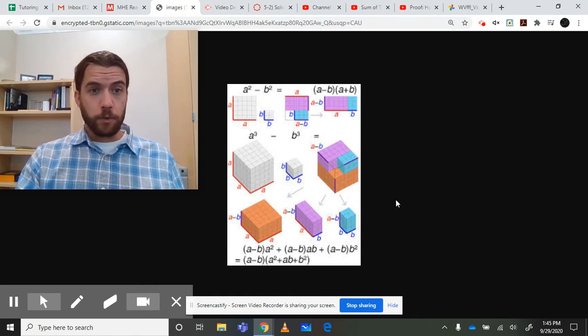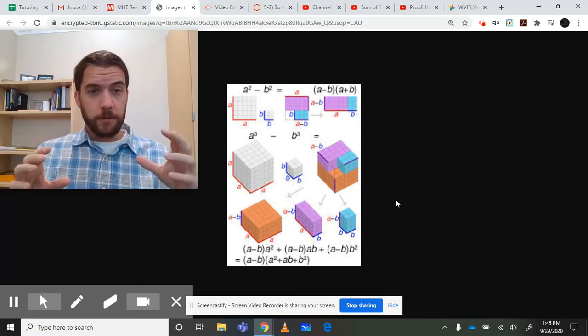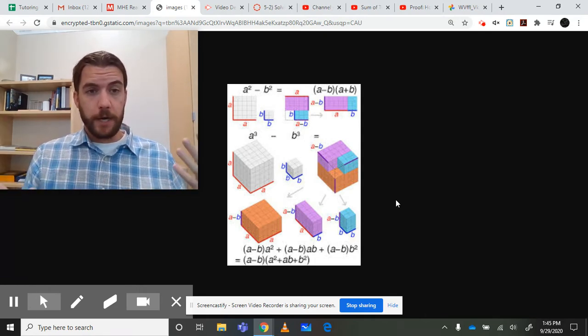But in the end, it's the same sort of thing. We're just chopping up our shapes, rearranging all the pieces, and finding a different way to write it. That's where these identities come from. Now we can multiply it together and prove that these two give you a cubed minus b cubed. However, that's not how the first person did it.